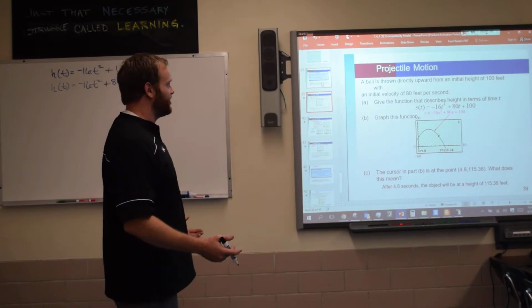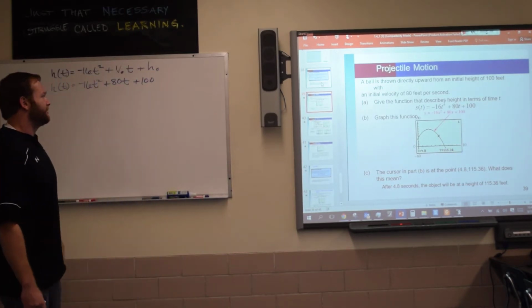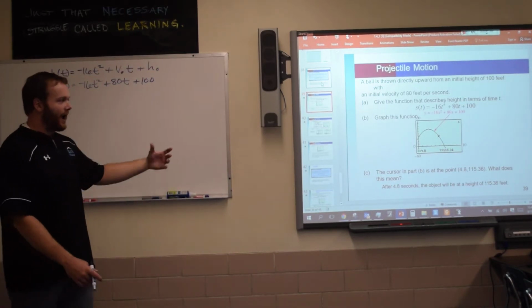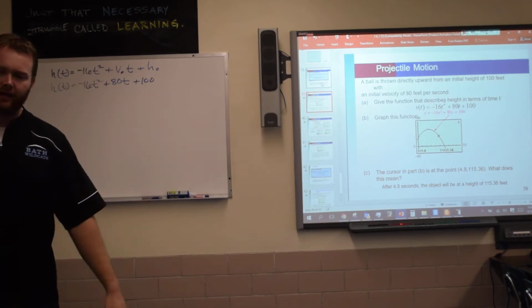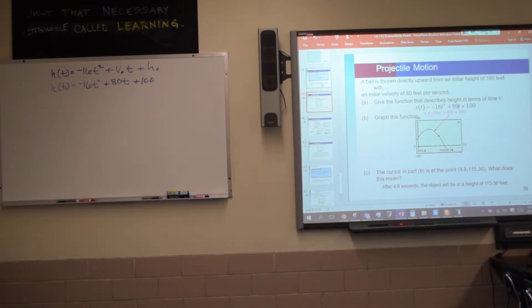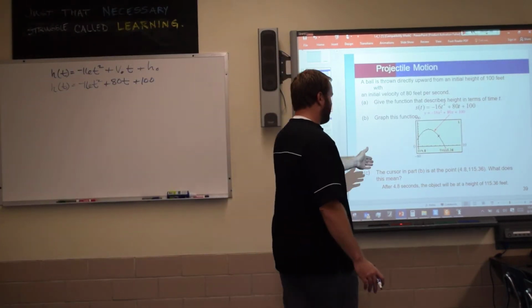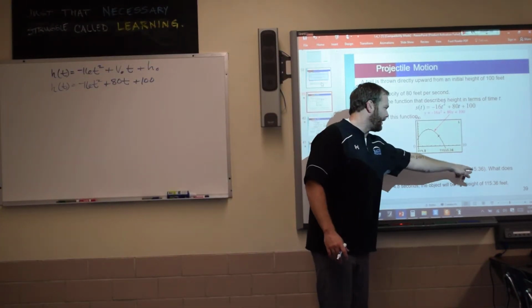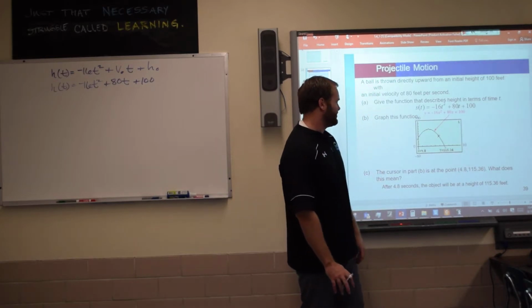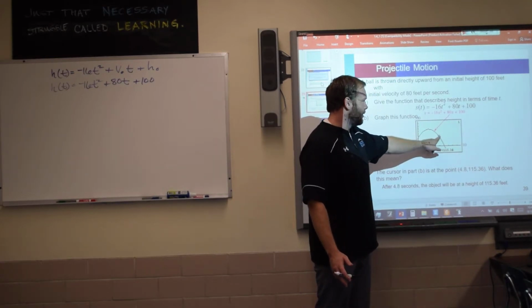So we've got a couple questions here. It says give the function that describes this height in terms of t. So we've done that. Graph the function. So we graph it on our TI-84. And then it says the cursor in part B is at the point (4.8, 115.36). What does this mean? Okay, so they want to know what that point means.